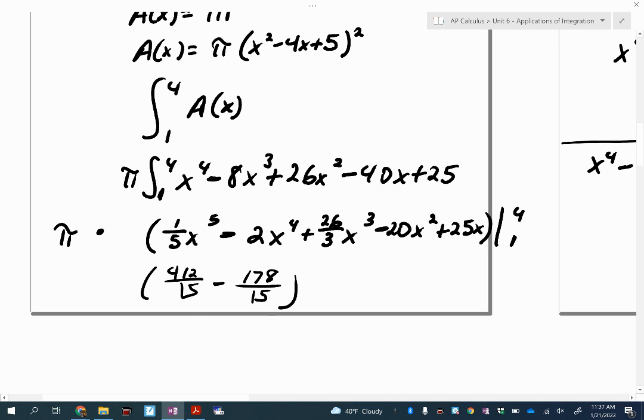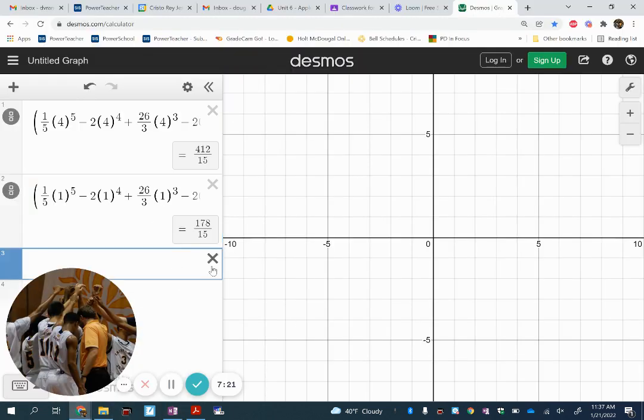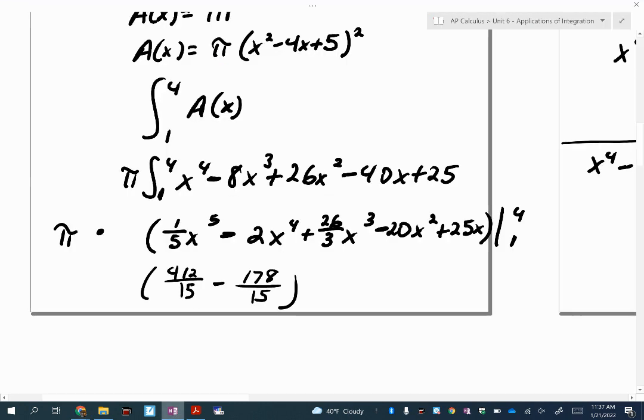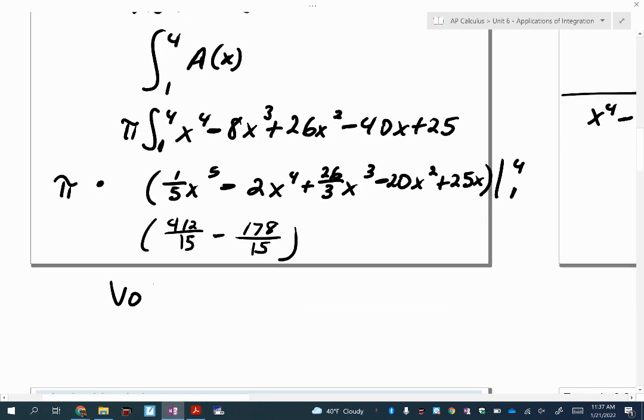All right, so if I do that subtraction, and you can keep using decimals to help if you need it. All right, so we have 412 fifteenths minus 178 fifteenths, and you get 15.6 for that, or 78 fifths. I'm going to write it as the fraction, 78 fifths, and I'm going to put that pi in my answer. So the volume is 78 pi over 5 cubic units, so units cubed.